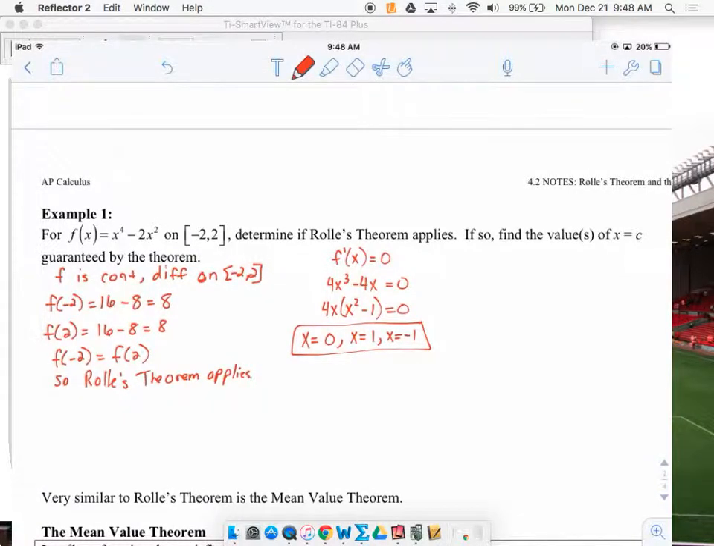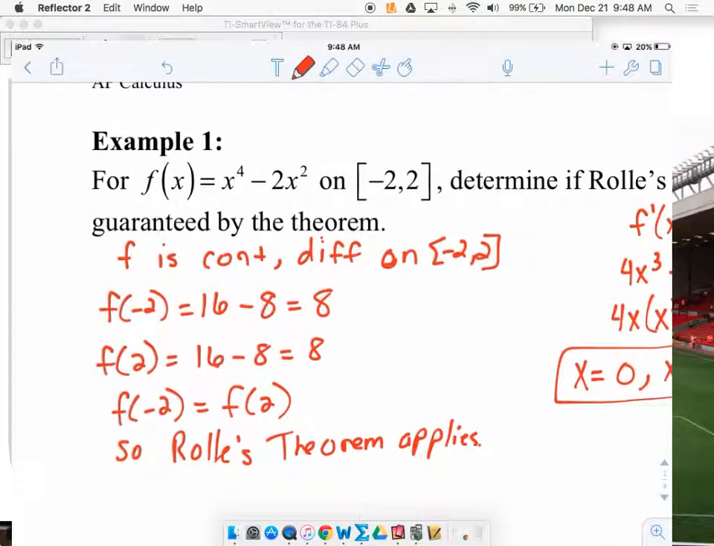Yeah, but the big thing is you have to make sure that the conditions work first. So you have to make sure that it's continuous and differentiable on your interval, and then you have to make sure that your endpoints give you the same value. Right, and solve. Now, a lot of times this won't be the case, so you can't do it.